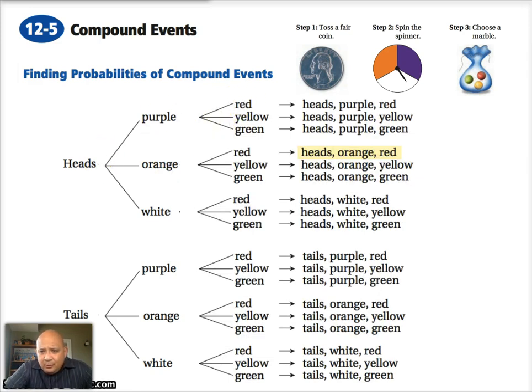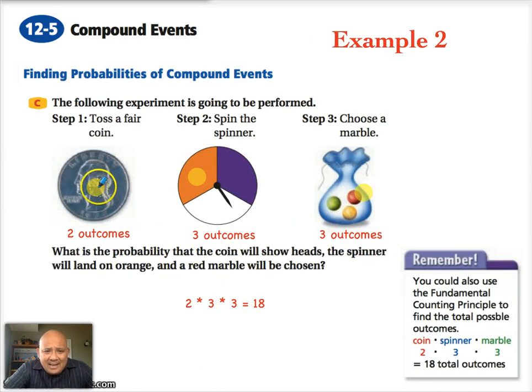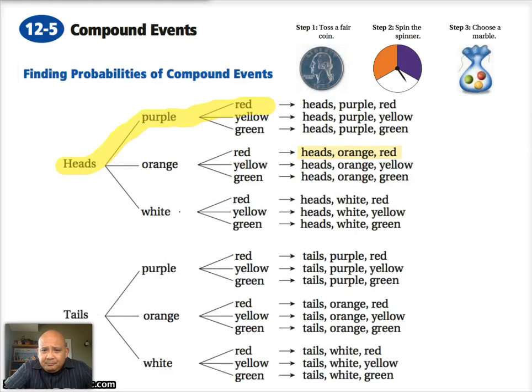If we trace this, we can see that in this case, we flipped heads, we got purple on the spinner, and that we've got a red marble drawn out of the bag. For a total of 18 possibilities, and they're all listed here. Well, how many possibilities do we have where we have heads, orange, and red? Only one. 1 out of 18. Written, 1 over 18.